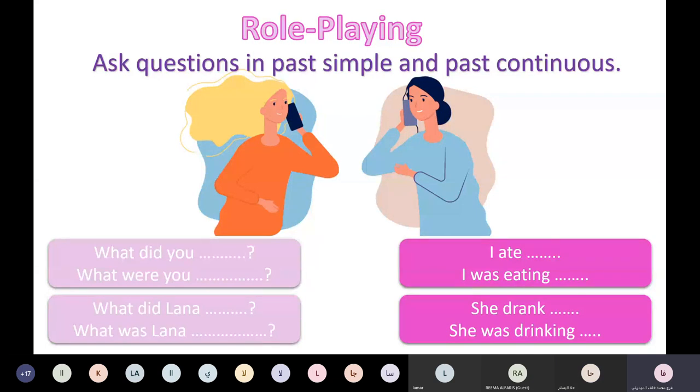Yes, girls, it's okay. Continue. Awesome. Okay. What did Lana do? Yes, Hala, what did Lana do at the party? Putting up decorations. She put up decorations. Very nice. Yes, Sarah, do you have any more questions or you're done?